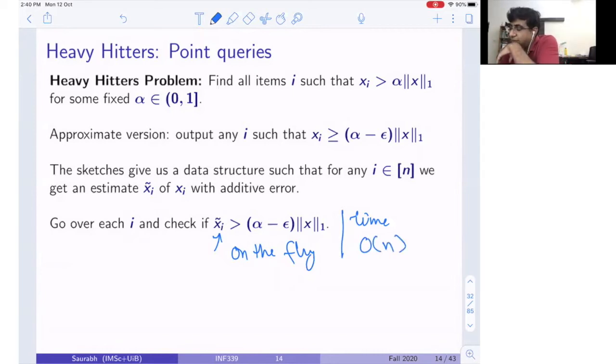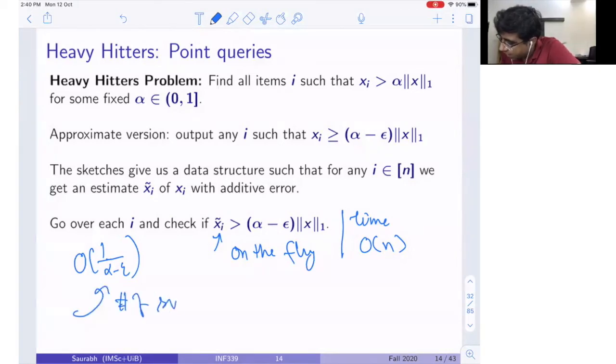But how many such elements are there? The x_i tilde are roughly order 1 over alpha minus epsilon, say. Only these many elements will have x_i tilde more than this. So if alpha and epsilon are constant, I have a constant number of elements which are heavy hitters, but I'm taking linear time to output those heavy hitters. It will be interesting to find these heavy hitters in time proportional to the number of such elements.